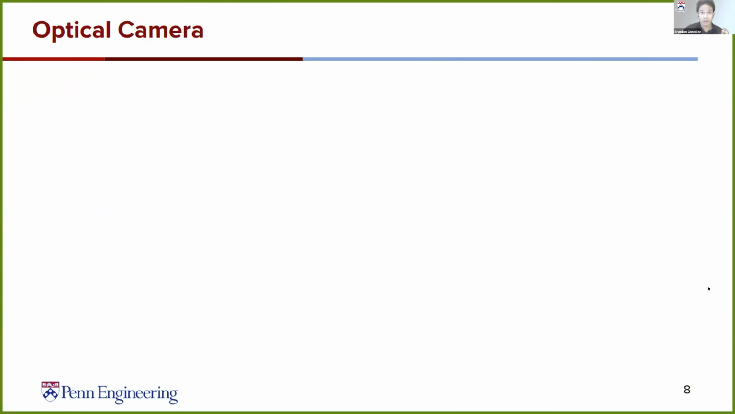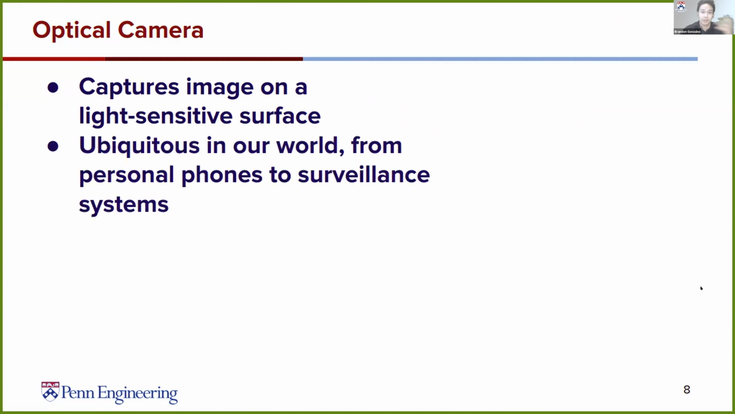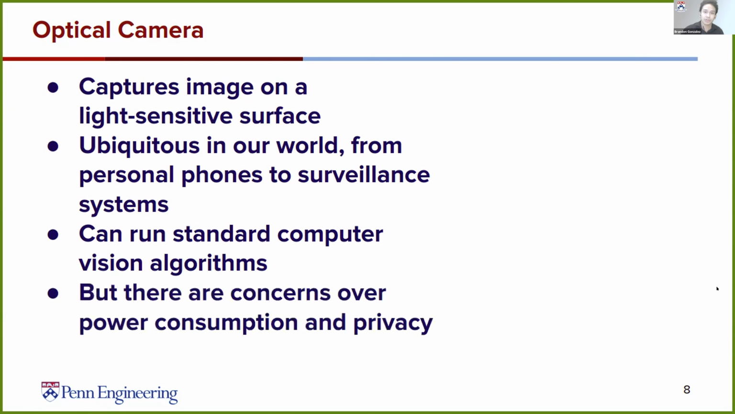The first that we're going to talk about is the optical camera, the sensor that utilizes vision and essentially captures an image on a light sensitive surface. These kinds of sensors are ubiquitous in our world. We see them everywhere, from personal phones to surveillance camera systems. You'll see them anywhere that you go. There are lots of different computer vision algorithms that you can use on the images captured from these sensors. But there are concerns over power consumption, specifically if you want high resolution images, it might consume a lot of power.